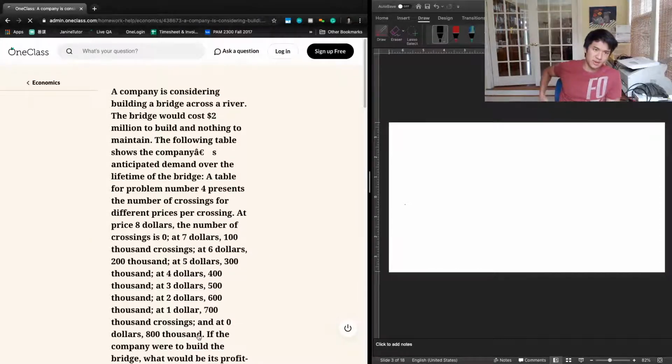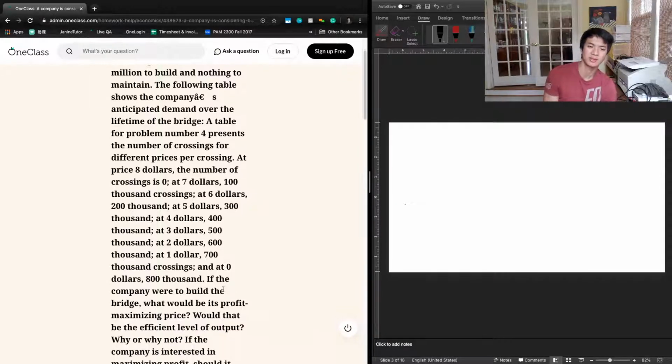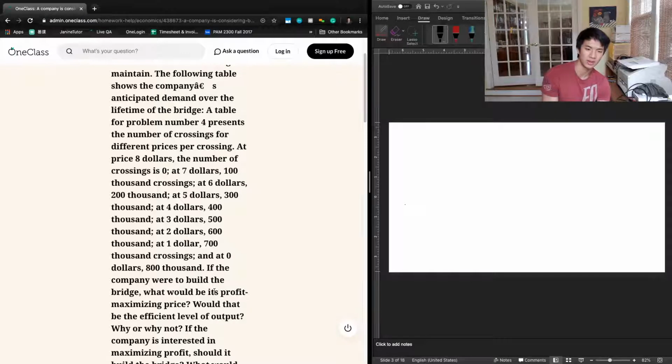Okay, big question. So the next question says, a company is considering building a bridge across a river. The bridge would cost $2 million to build and nothing to maintain. The following table shows the company's anticipated demand over the lifetime of the bridge. The table for problem number 4 presents the number of crossings for different prices per crossing. At a price of $8, the number of crossings is 0. At 7, 100,000. At 6, 200,000. At 5, 300,000. At 4, 400,000. At 3, 500,000. At 2, 600,000. At 1, 700,000. And at 0, 800,000.